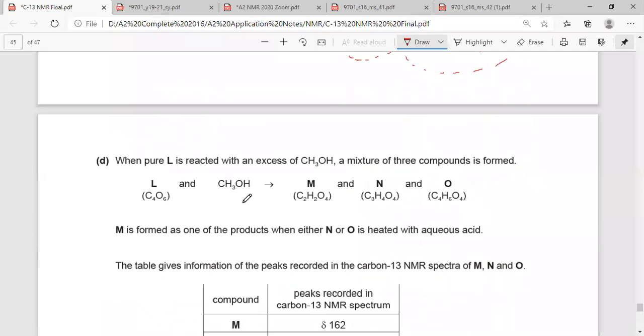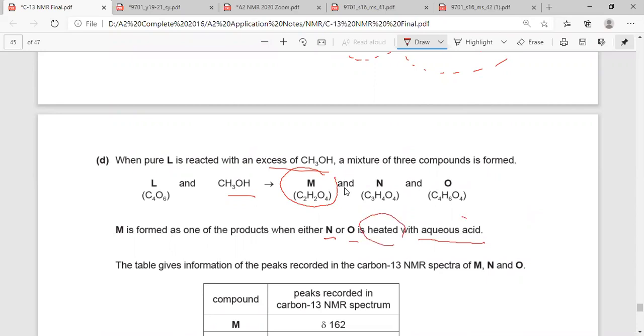Now it says here, when pure L is reacted with excess methanol, a mixture of three compounds is formed. Now don't jump and do it yet. Remember methanol. Now look at this and this. More information is given later for you to consider. M is formed as one of the products when N and O are heated with aqueous acid. That means heated with aqueous acid, which means hydrolysis.